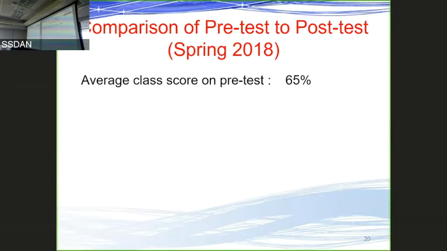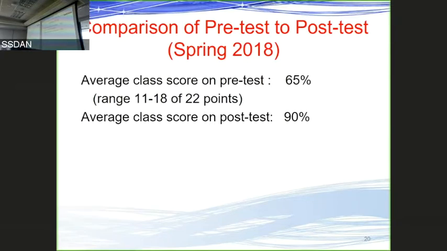So that was on the pre-test, and it's got 22 points worth, and the range was from 11 to 18 on that pre-test. On the post-test, which was on their final, it was a 90%, and that was actually low this year. Wow. But it really goes up. I think I changed the state.